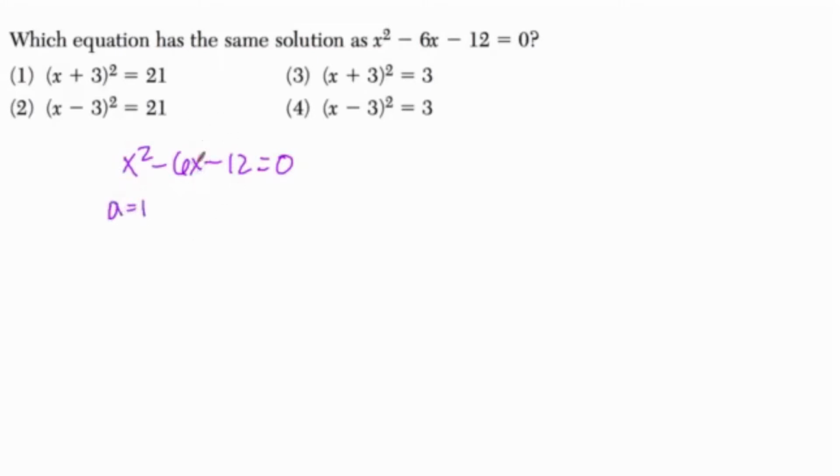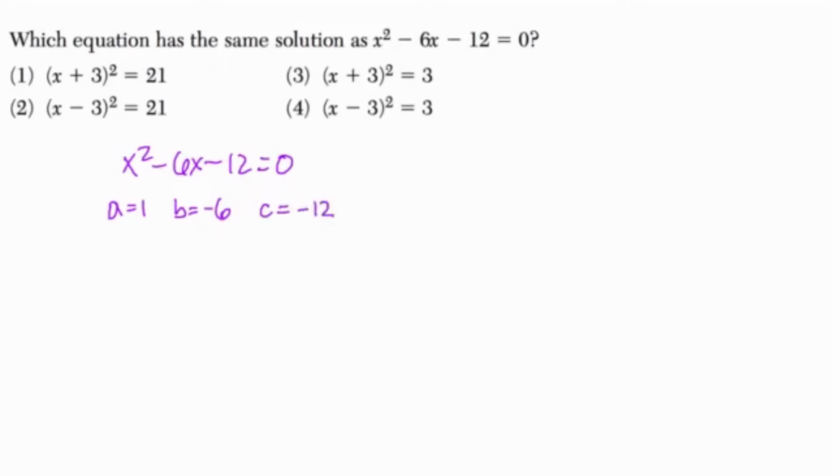We know the b value is the coefficient of x, and x is here, and I see a -6, so the b value is -6. And we know c is the constant. You can always remember c for constant. The constant is the value that doesn't have an x attached to it, or is not a coefficient. So that is going to be the -12. Our constant is -12. The c value is -12.